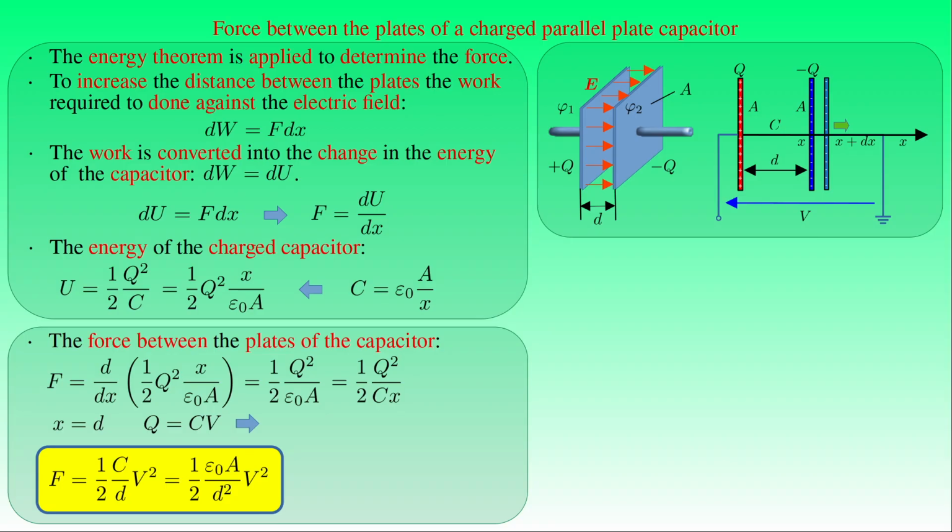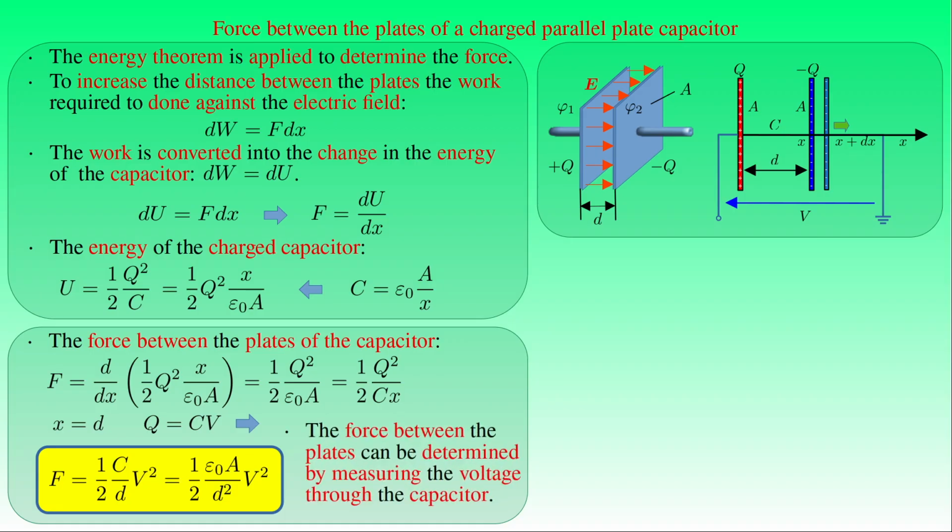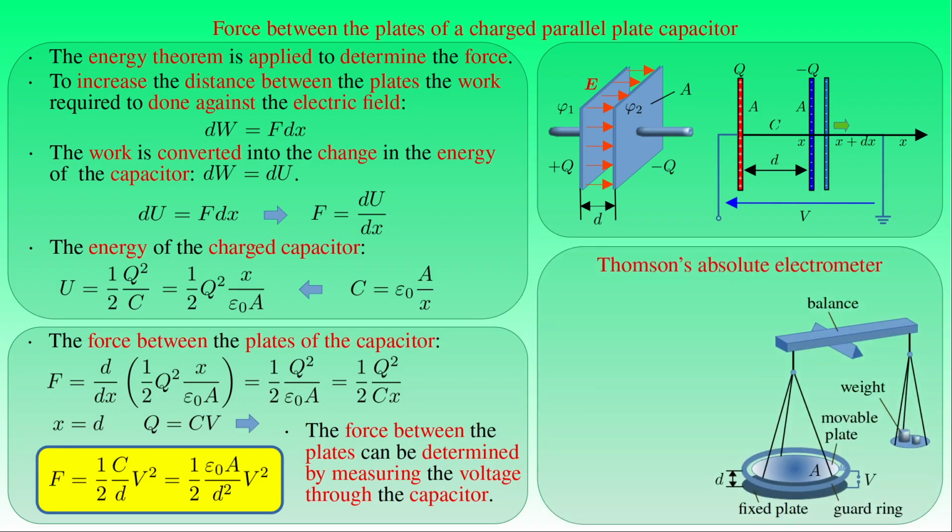This formula shows that the attractive force F between the plates can be determined by measuring the voltage V through the capacitor if the area A of its plates and the distance d between them are known. This relationship is used in the working principle of Thomson's absolute electrometer seen in the figure, which measures voltage and the amount of charge based on the balance between electrostatic and gravitational forces.